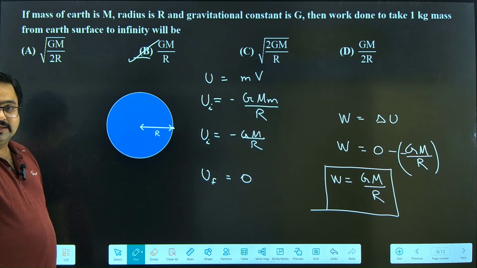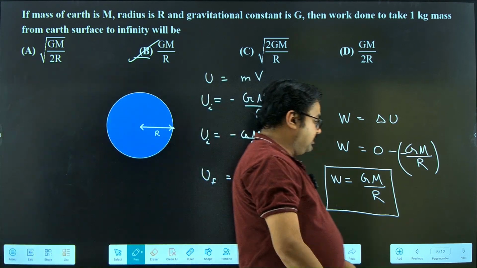Option B is the correct answer. That's how you get to the answers, the fundamental understanding. Let's move to the next question, by the way.